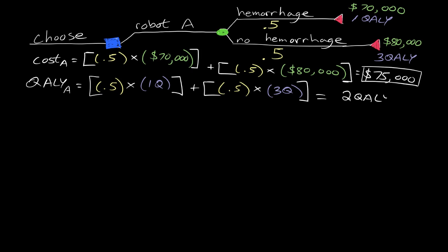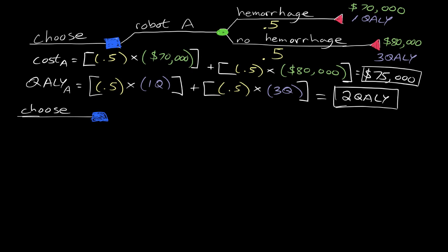So the single cost associated with robot A was $75,000. The single quality associated with robot A is two QALYs, quality adjusted life years. So one cost and one quality for robot A. Now we solve for the cost and the quality of robot A regardless of whether or not there's a hemorrhage. Hemorrhage just weights those outcomes, or averages those multiple outcomes, and folds it back to the robot.